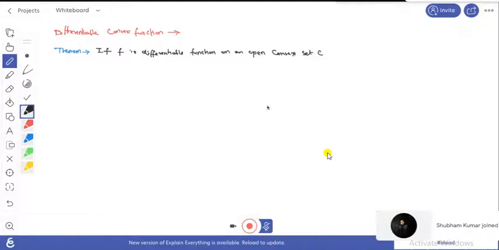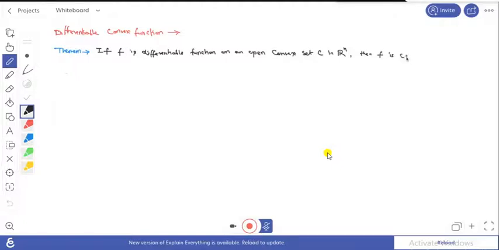So if f is a differentiable function on an open convex set C, and that set C belongs to R^n space. Okay, so then you have to prove that this function f is basically a convex function. This function is convex on that domain, so this is on C.